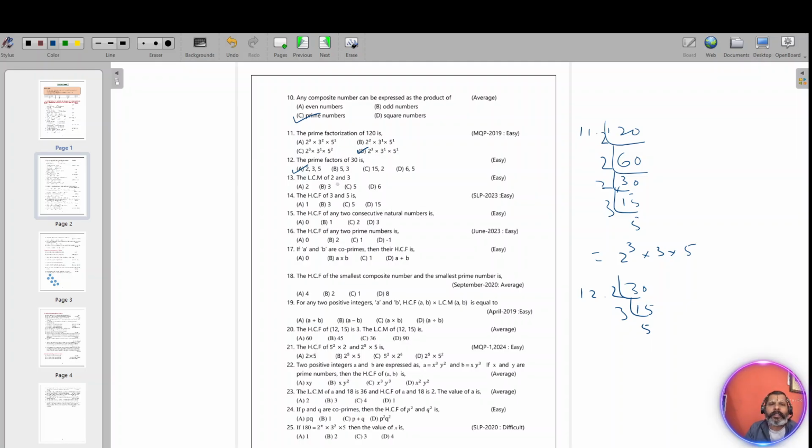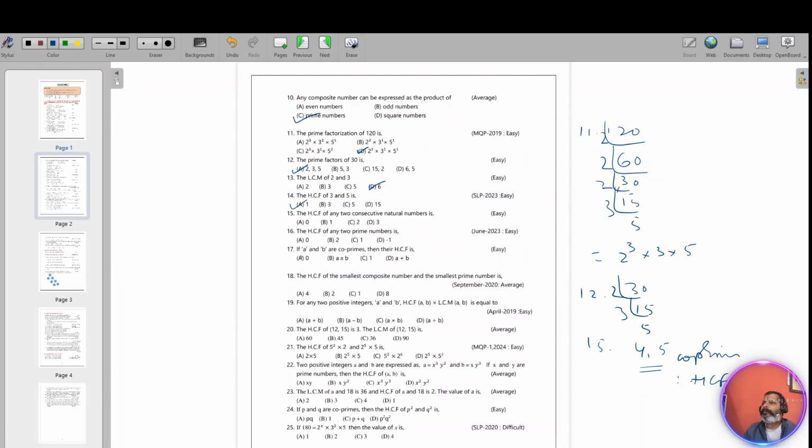LCM of 2 and 3: because they are co-primes, LCM will always be the product of co-primes. HCF of co-primes is always 1. Remember that. LCM of co-primes is their product. HCF of co-primes is 1. HCF of any consecutive natural numbers: take any consecutive natural numbers. If you don't know the answer, take 4 and 5. These are co-primes, right? Therefore, HCF is equal to 1.